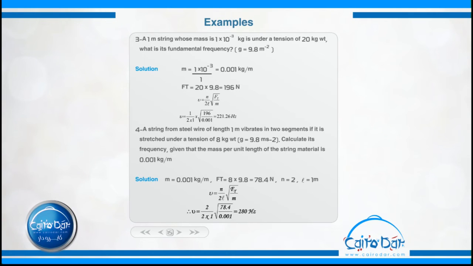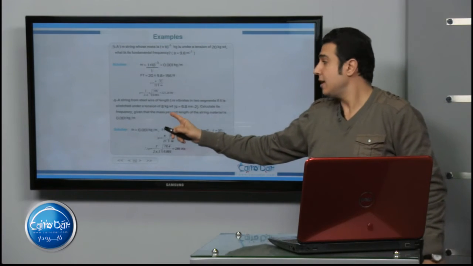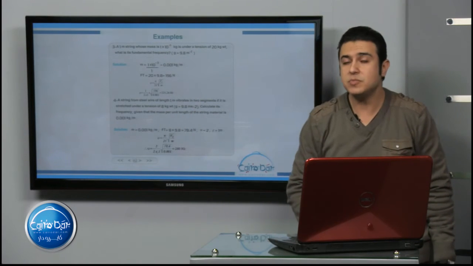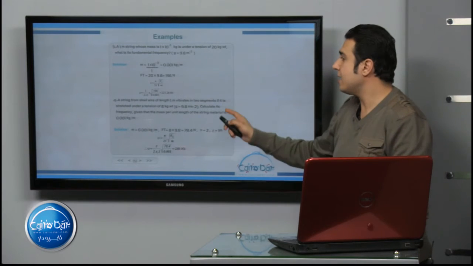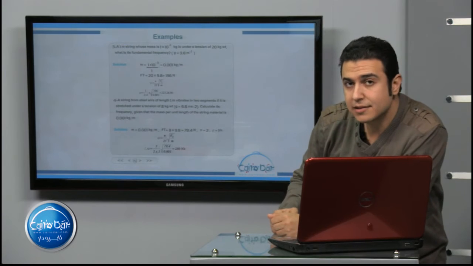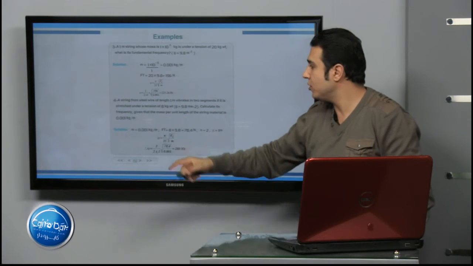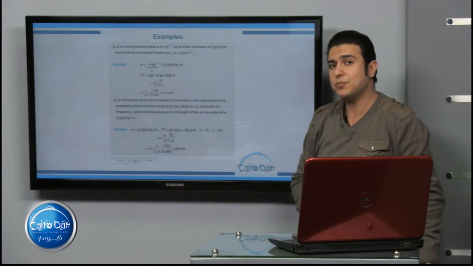Let's move to another example, which is a string from steel wire, its length 1 meter, vibrates in two segments. If it is stretched under a tension of 8 kilogram weight and g equals 9.8 meter per second squared, calculate its frequency, given that the mass per unit length of the string material is 0.001 kilogram per meter.